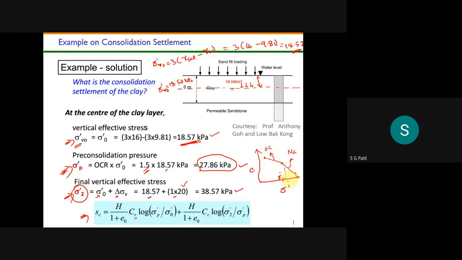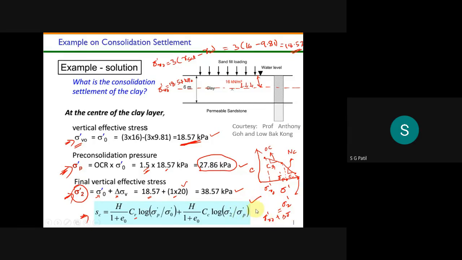Once it is entering into the OC region, then I should use the combination of CR and CC. So this is my CR slope and this is my CC slope. This is my pre-consolidation stress, this is my initial vertical stress, sigma V naught dash, and this is my sigma P dash, and this is my final effective stress, that is sigma 2 dash, which is nothing but sigma V naught dash plus delta sigma. So this equation I should use.